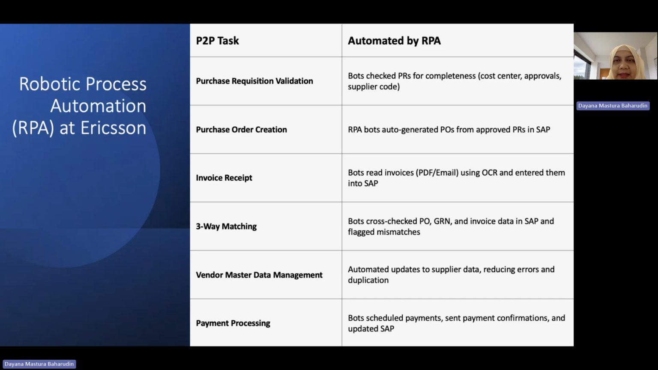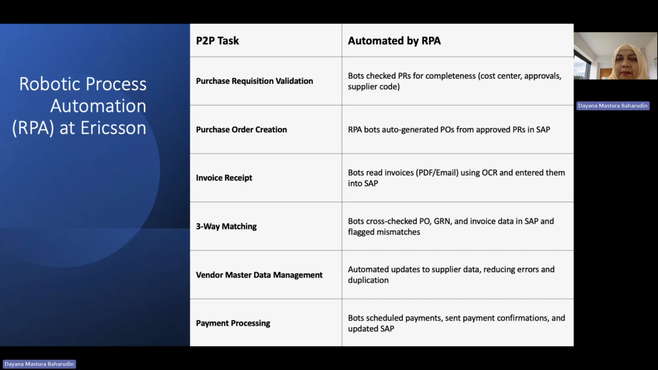These are the P2P tasks which are automated. Let's have a look at the first one: purchase requisition validation, in which bots check the PR, the purchase requisition, for completeness, cost centers, approval, supply code, everything. And then at purchase order creation, the RPA bots auto-generate POs from approved PRs in SAP. Since they're using SAP, they actually have an edge because SAP is very high end.